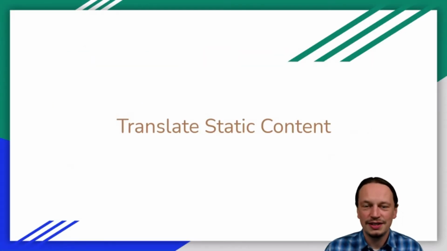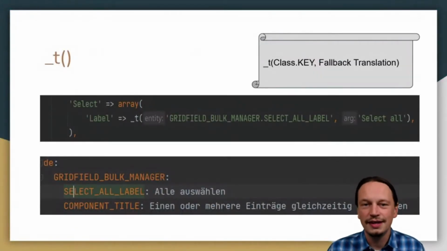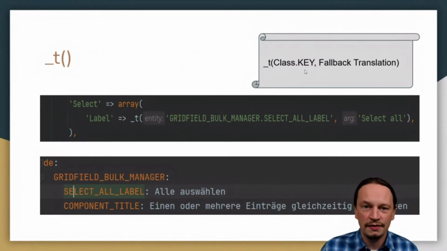So what's actually the process of translating static content? Most of us know the _t method, and it's like this. It's _t. We have the key. We have a class name, then the dot, and then the actual translation key. And we must provide a fallback translation that is used when there is no translation in the target locale available.